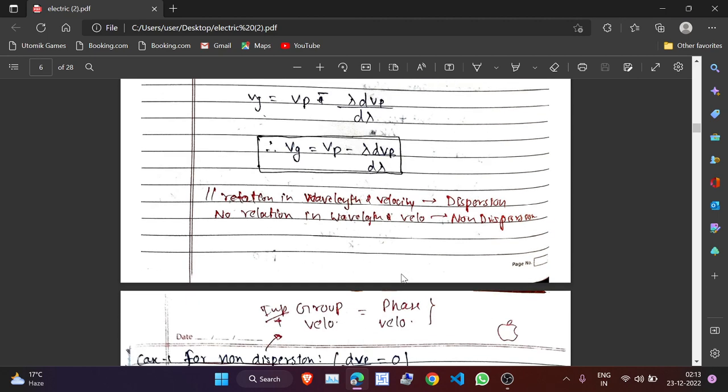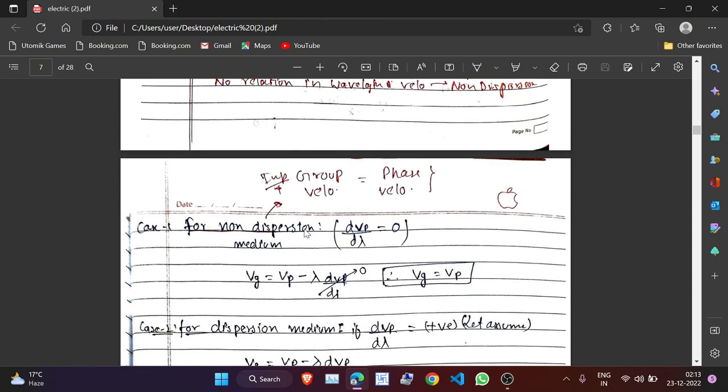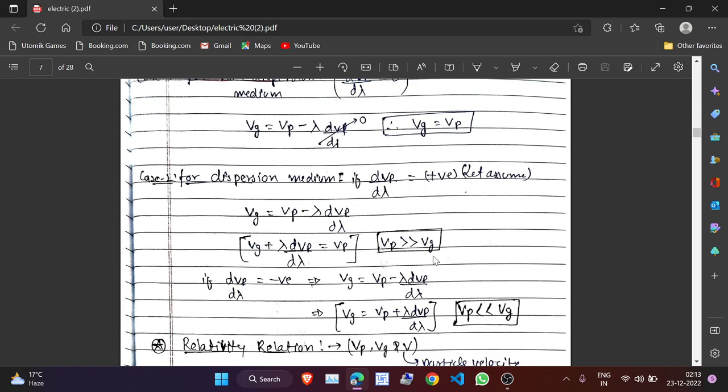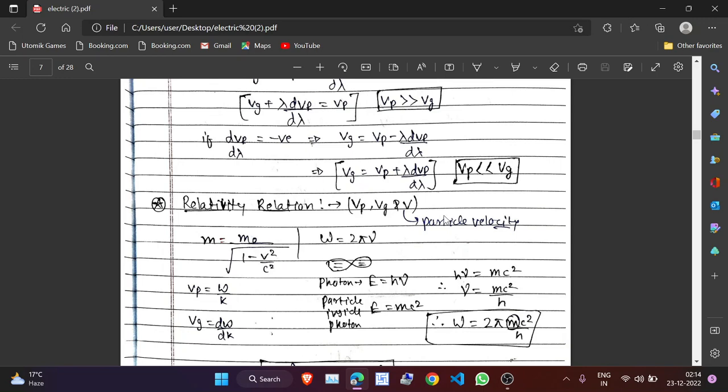Then we have put that in dispersion and non-dispersion solutions. So for non-dispersion solution, dVp is equal to 0. Therefore, group velocity is equal to particle velocity and phase velocity. And for dispersion medium, we have taken positive and negative both the cases. For negative cases, Vg is greater, and for positive, Vp is greater. We have studied this in the last class.